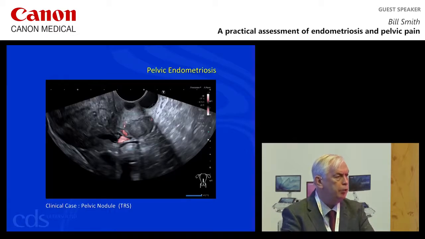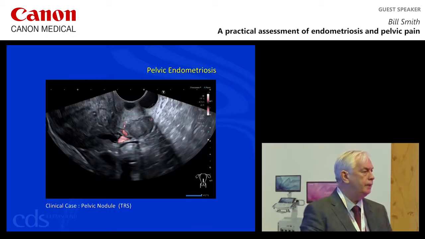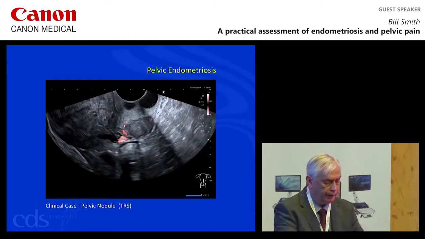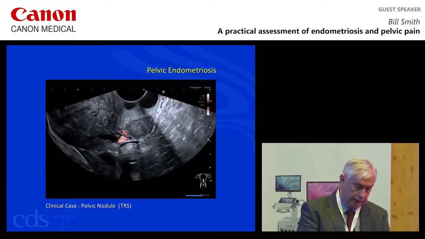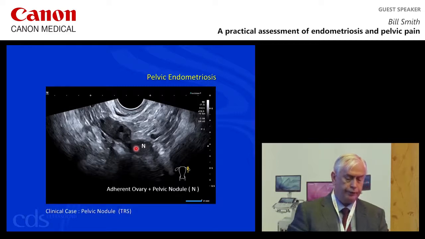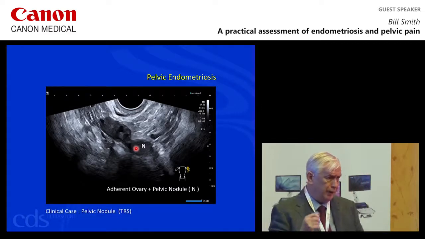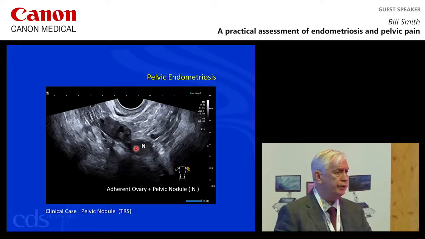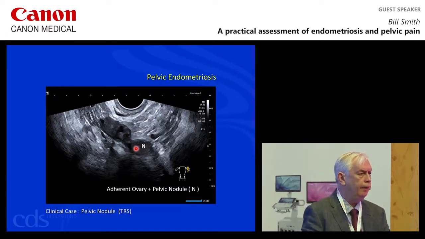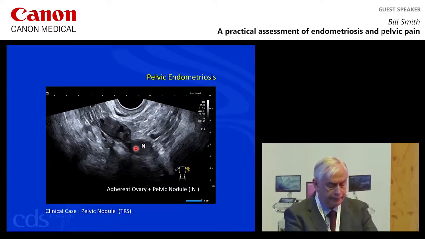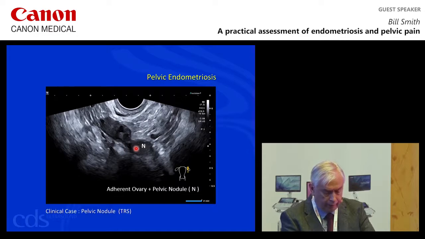Endometriotic nodules tend to be more painful if they're outside of the ovary, if they're within the pelvis. And certainly here you can see a nodule in a different patient, but a similar feature there. So when we get endometriotic nodules within the pelvis, then they tend to be a cause of pain, whereas endometriotic cysts tend to be relatively asymptomatic.